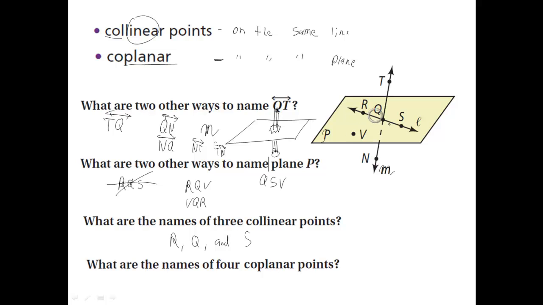Or you couldn't even say R, Q, S, and P, because P is the plane. It's the name of the plane there. See? So R, Q, S, and V. R, Q, S, and V.